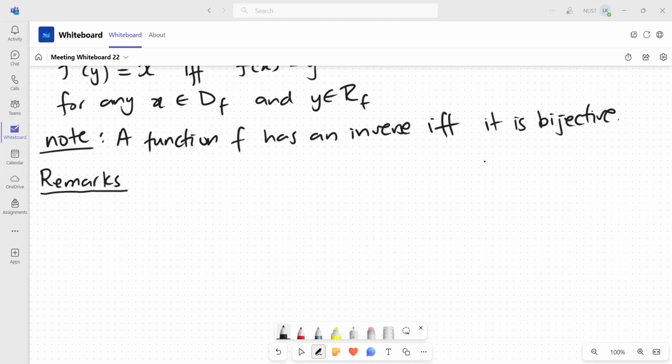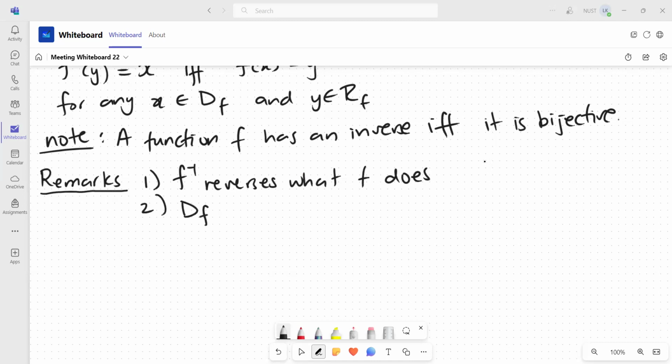The first one is that f inverse reverses what f does. Then the second thing is that the domain of f inverse is the range of f. Then the third thing, which is very important to note, is that f inverse is not equal to the reciprocal of f. That is not true in general.